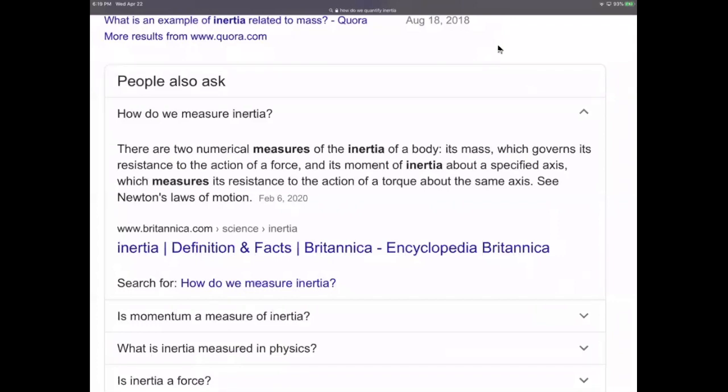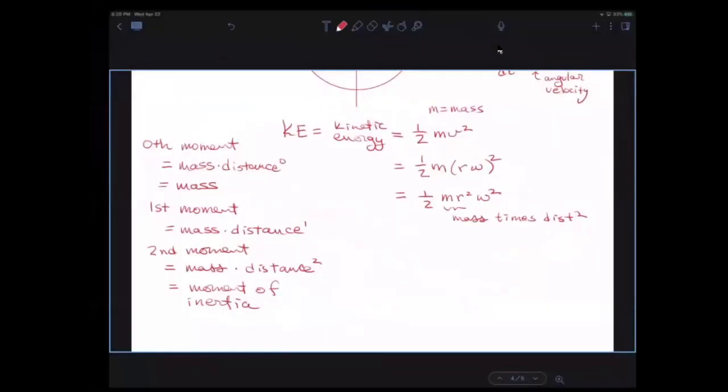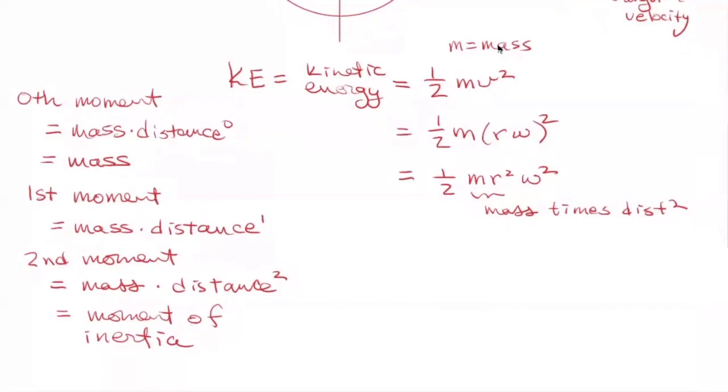There's another numerical measure: resistance to the action of a torque around an axis. So inertia is resistance to a force. The other inertia is moment of inertia, which is resistance to a torque on an axis of rotation. Okay, so let's go back to our notes here. So mass is the same thing as inertia.